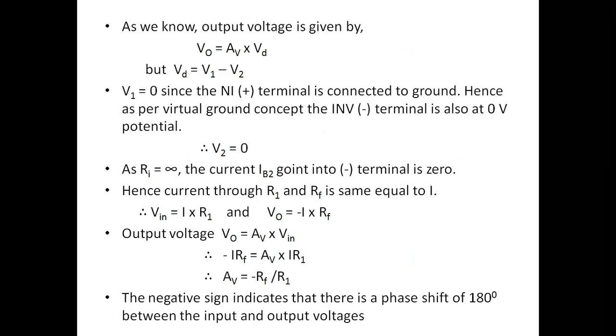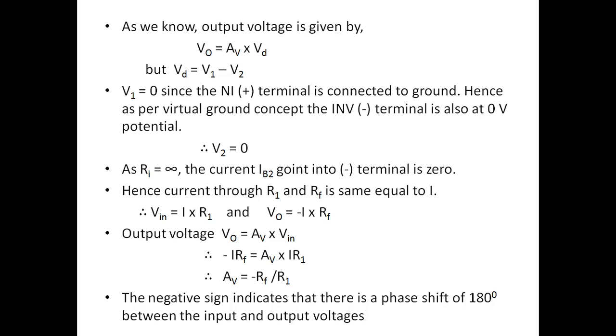So here we are saying infinite resistance will be at the input. So the current IB2 going into the negative terminal will be 0, because we are aware about Ohm's law: V equal to IR, so R equal to V by I. You can say current is inversely proportional to the resistance. So if the value of input resistance is infinite, the value of current will be very low, or we can say it will be 0.